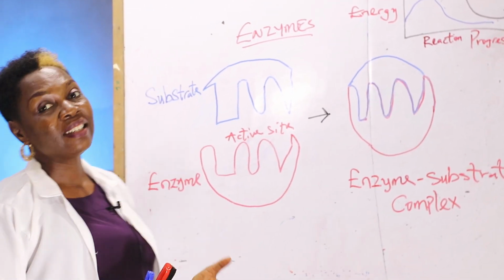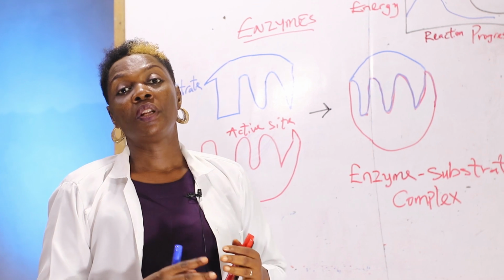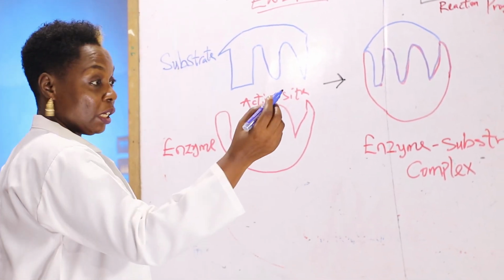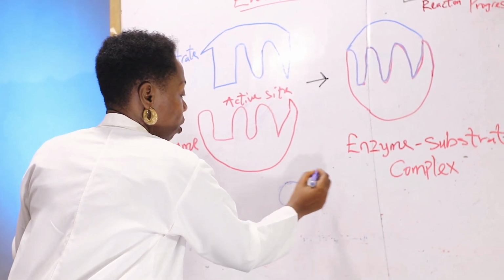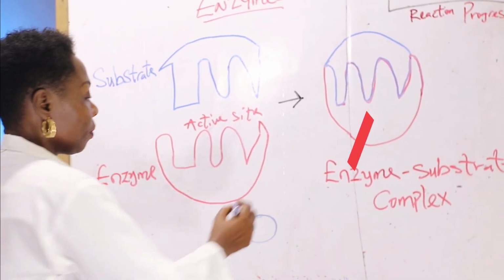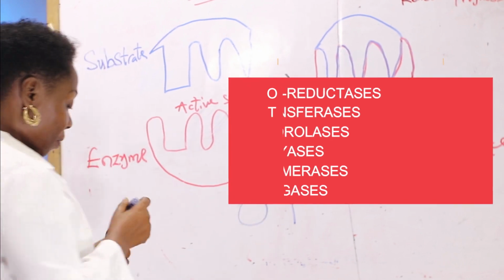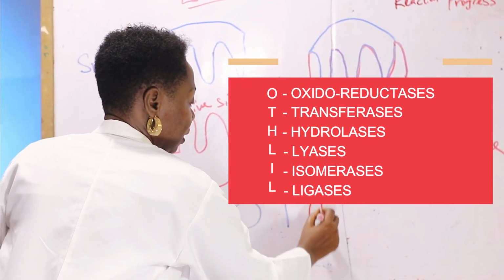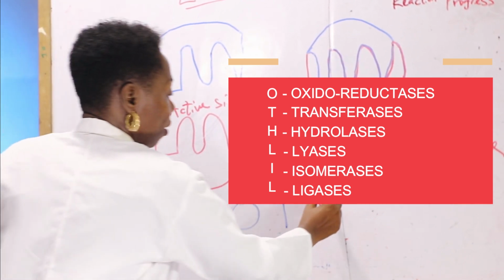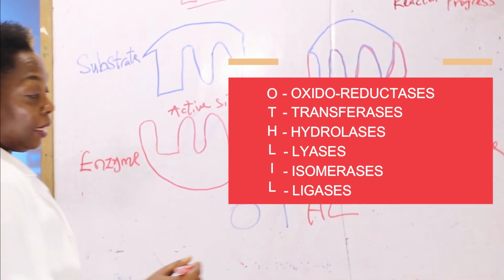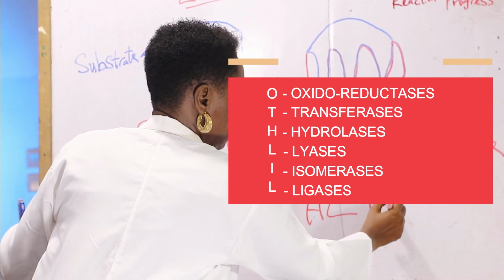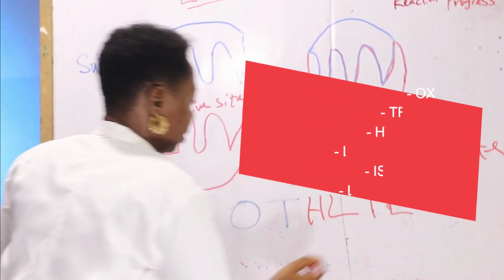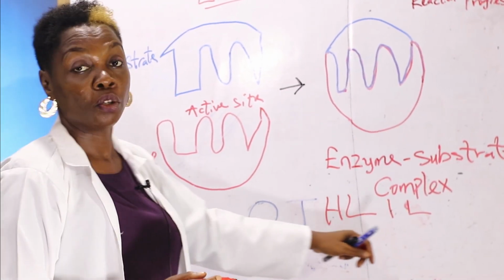Now, there are 6 classes of enzymes based on the reactions they catalyze. These enzymes are put into these classes: oxidoreductases, transferases, okay, I'll use this marker, hydrolases, you have lyases, isomerases, and ligases. So these are the 6 classes of enzymes.